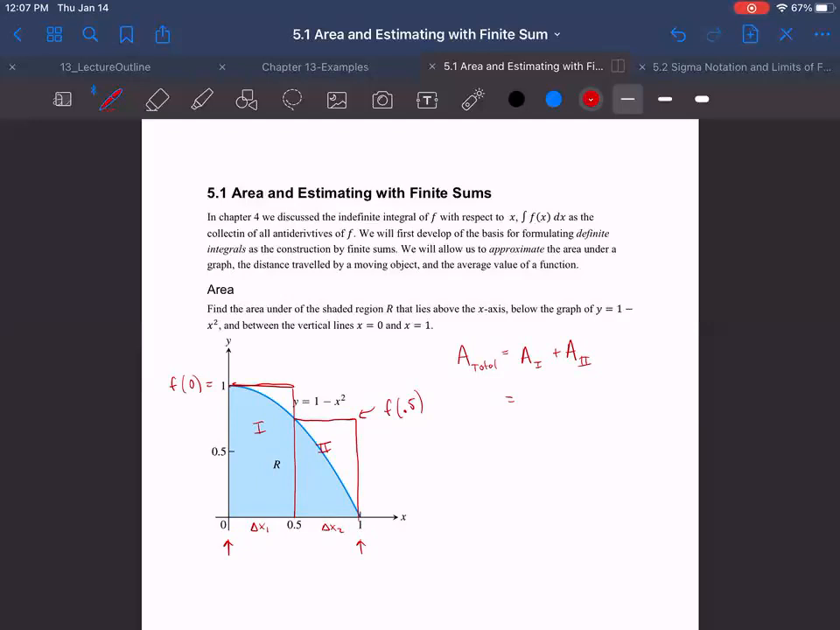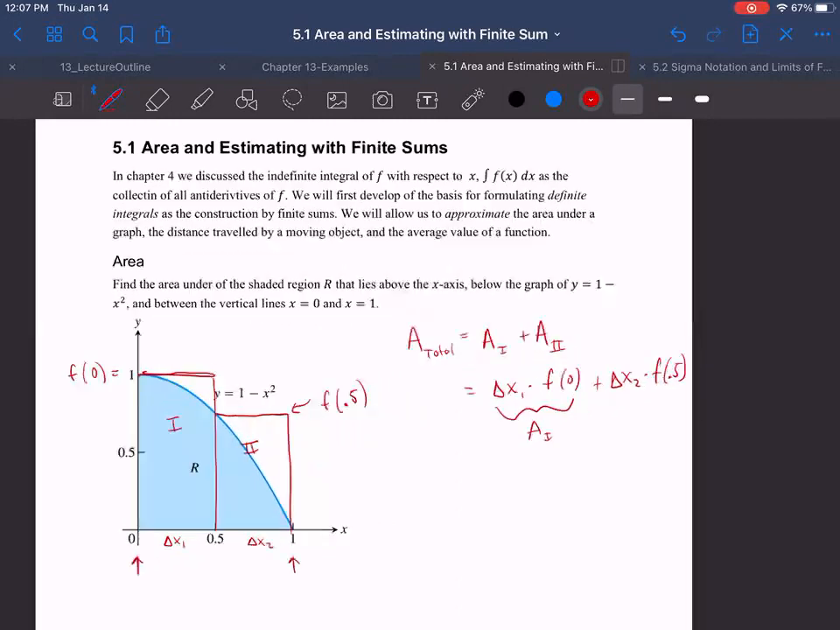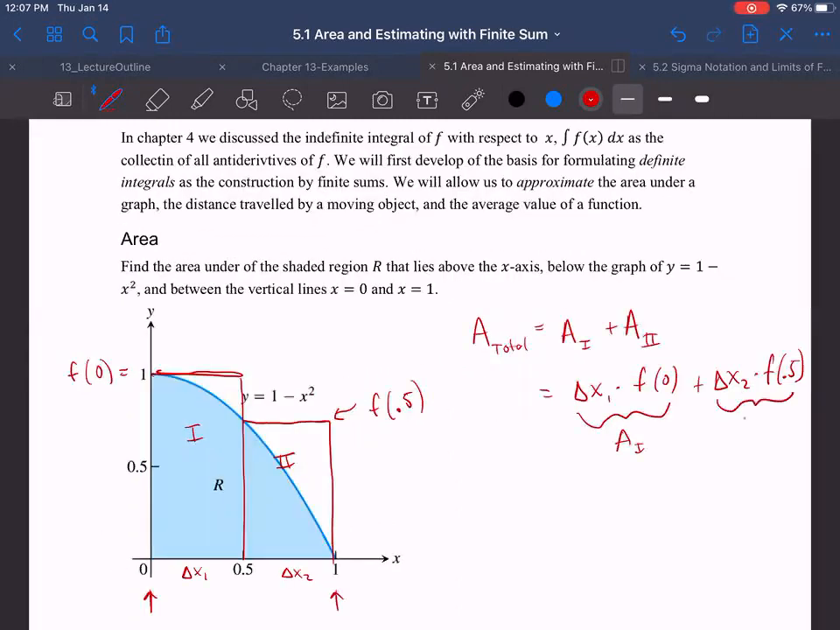So if we look at the area of rectangle 1, it's going to be the same thing as always. It's base times height. So the base is delta x1 times the height, which is f of 0. That's regular old base times height, and so that's area 1. And then for area 2, it's going to be delta x2 times f of 0.5. Kind of squishing it on there, sorry. And that's going to be the area for rectangle 2.